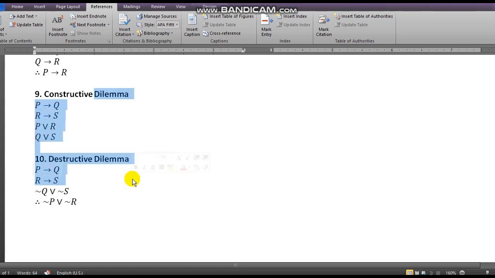For our last rule, we have the dilemmas. The constructive dilemma is just an extension of modus ponens. We have three statements here.